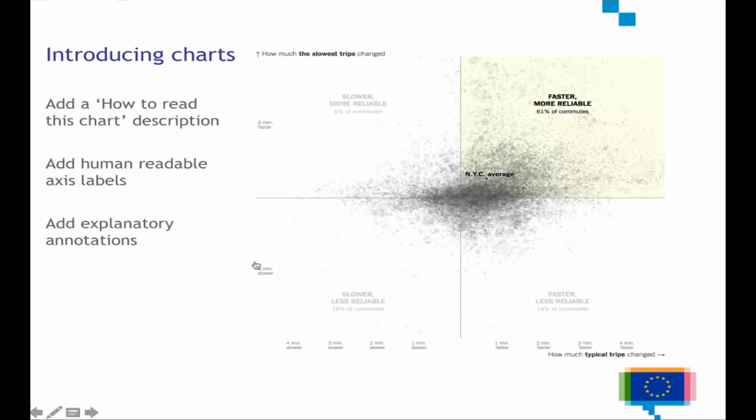But you can also add things to the chart itself, so add human readable axis labels, for example. I'll show you an example in a minute. And also add explanatory annotations that explain how the chart works, or what people are looking at really.